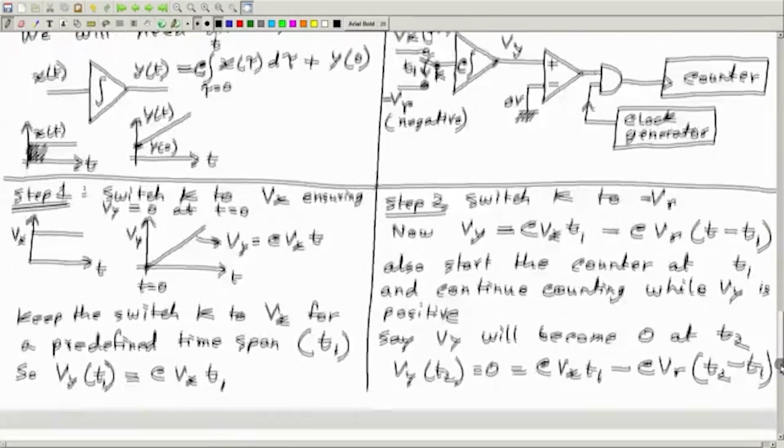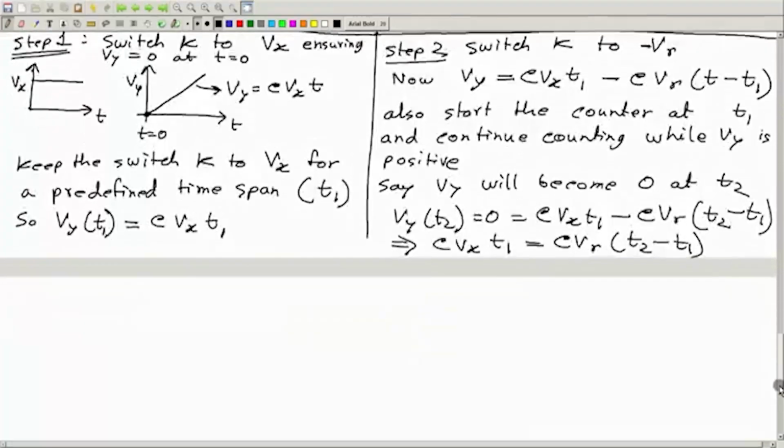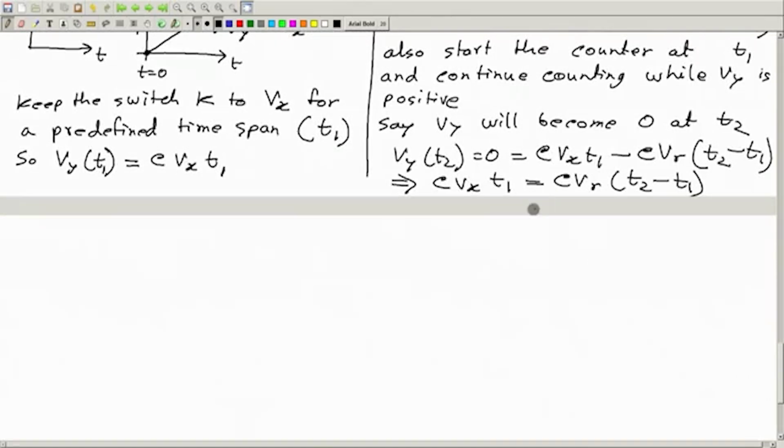So then when will it be 0? It will be 0 when, so this implies C Vx t1 should be equal to C Vr (t2 minus t1). So from this you can write C cancels. So Vx can be written as Vr (t2 minus t1) by t1.